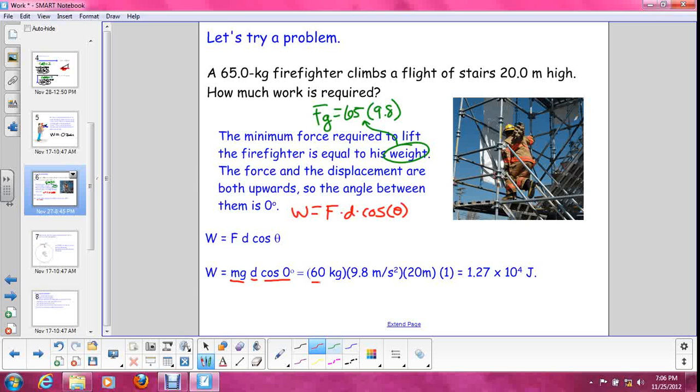So we have 65 times 9.8. His mass is 65. Times the 20 meters that he climbs up, and then the 1 takes the place of the cosine of theta. Remember, because if you put cosine of theta in your calculator, you get 1. And it turns out it takes this firefighter 1.27 times 10 to the 4 joules of work to climb these stairs.